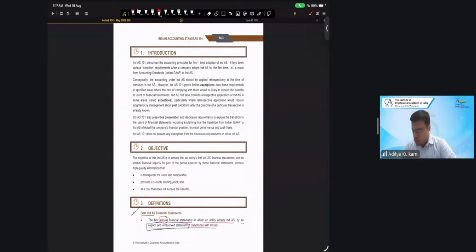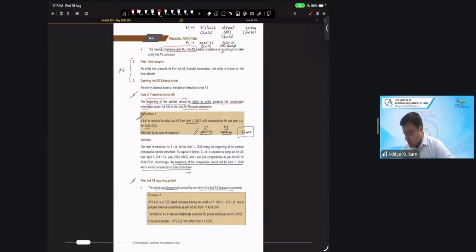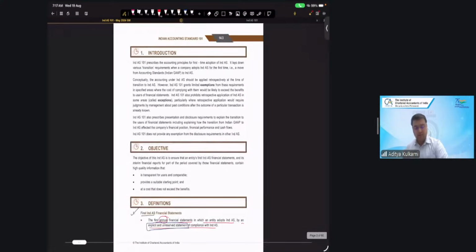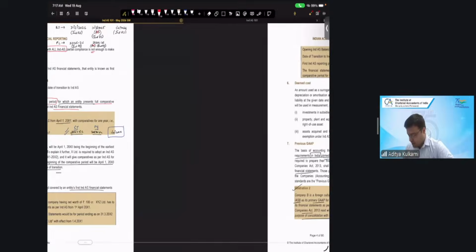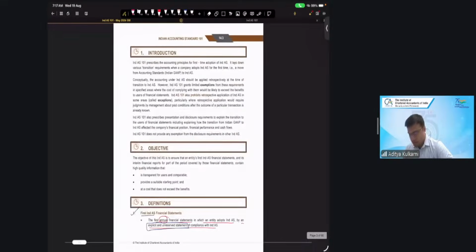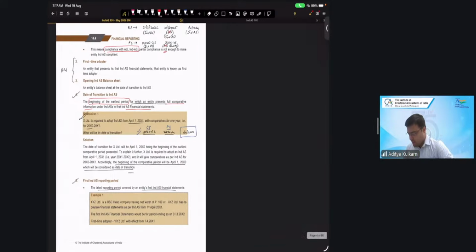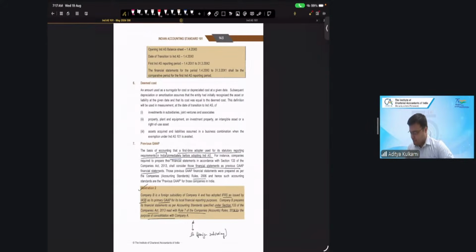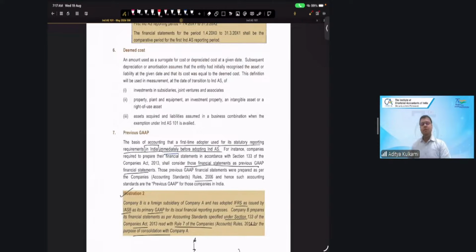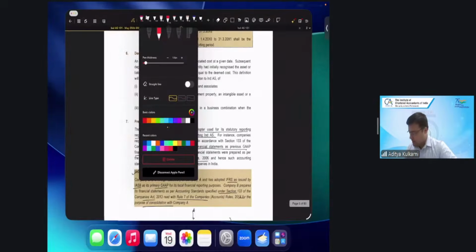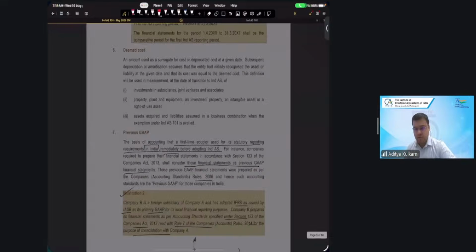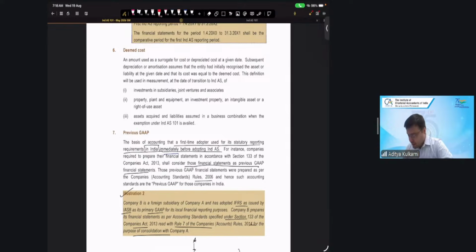Now, there are certain definitions that we will have to look at. The first definition: previous GAAP. I'm using the same study material that is already available with you. Even the last batch, I had used the same thing. You can see the markings also. So no separate material is there. It's the study material itself.